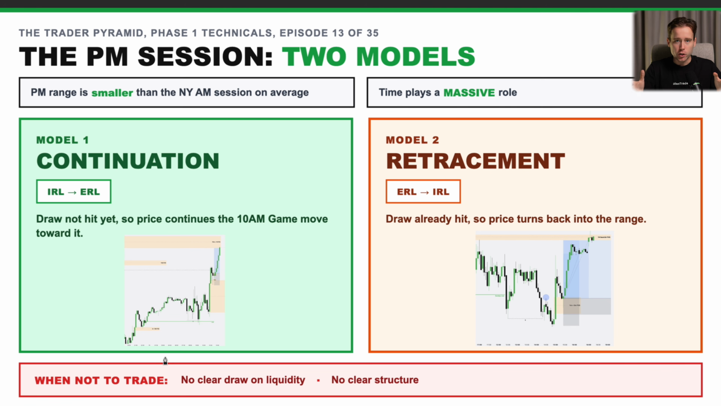And what are the invalidation points for both trades? When not to trade: when there's no clear draw on liquidity and there's no clear structure. Make sure you write these two down because that will save you a lot of losses trading the PM session.